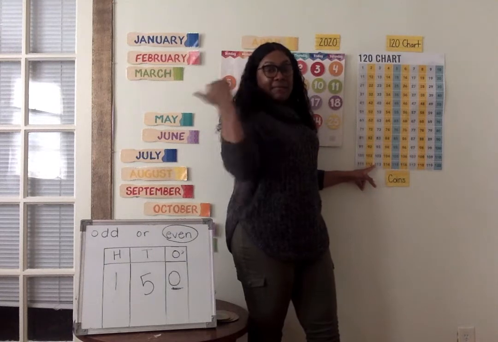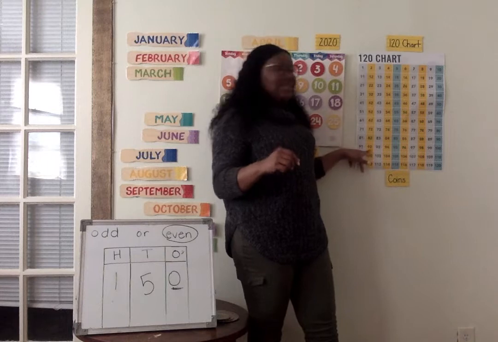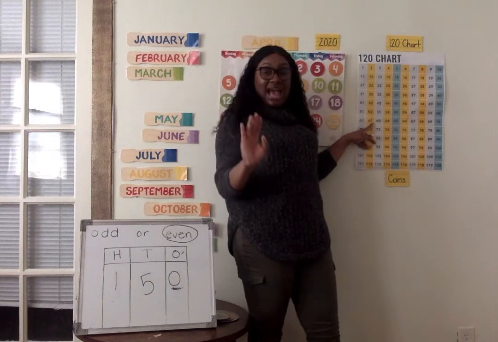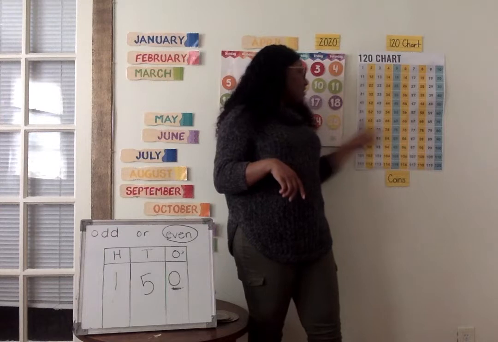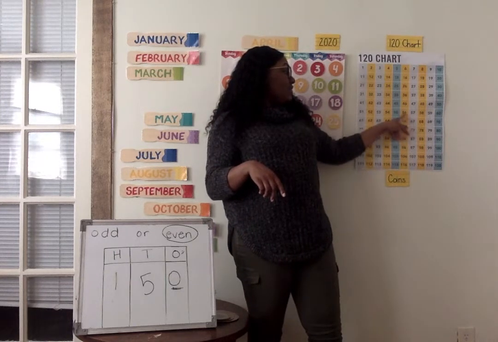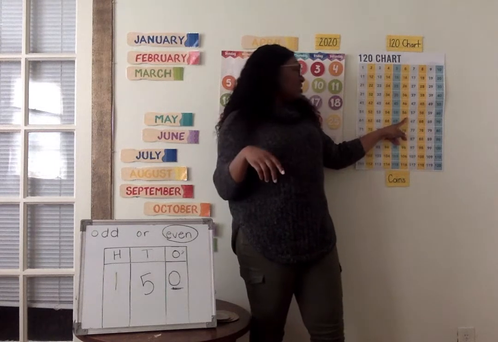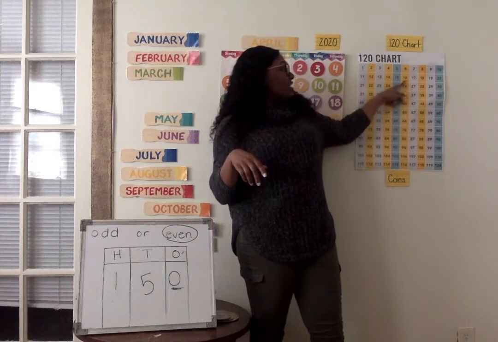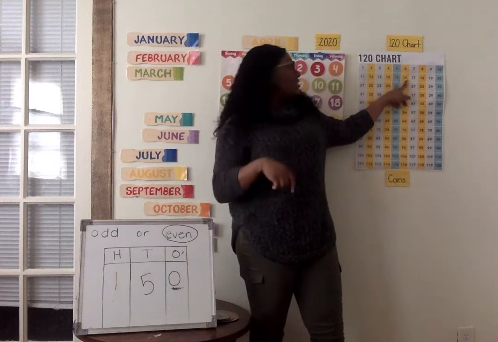Switch, count back by tens. 112, 102, 92, 82, 72, 62. Stop. Switch, count back by ones. 62, 61, 60, 59, 58, 57, 56. Stop. Switch, count back by tens. 56, 46, 36, 26, 16. Stop. Switch, count back by ones.